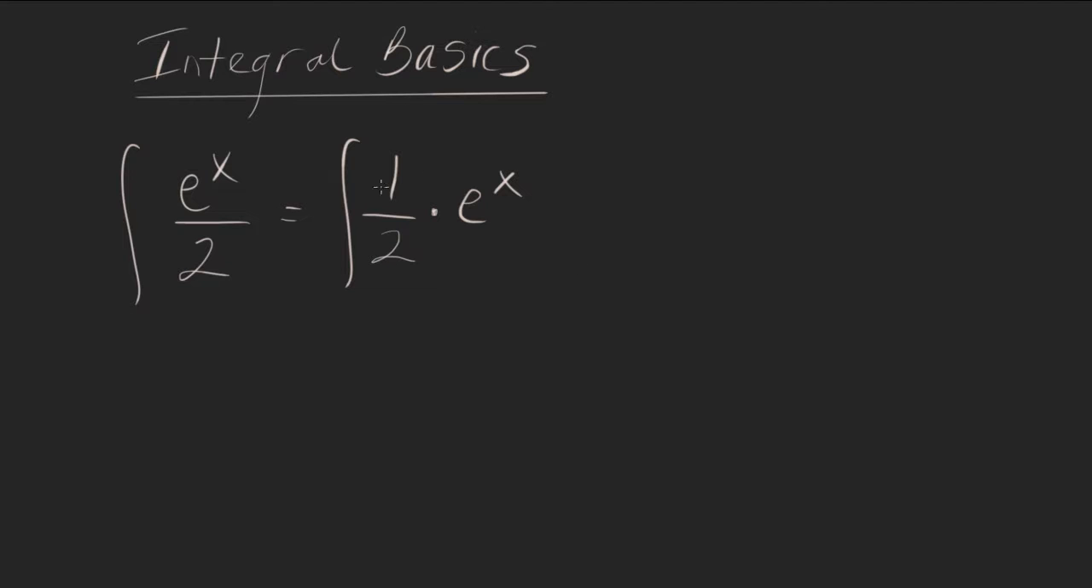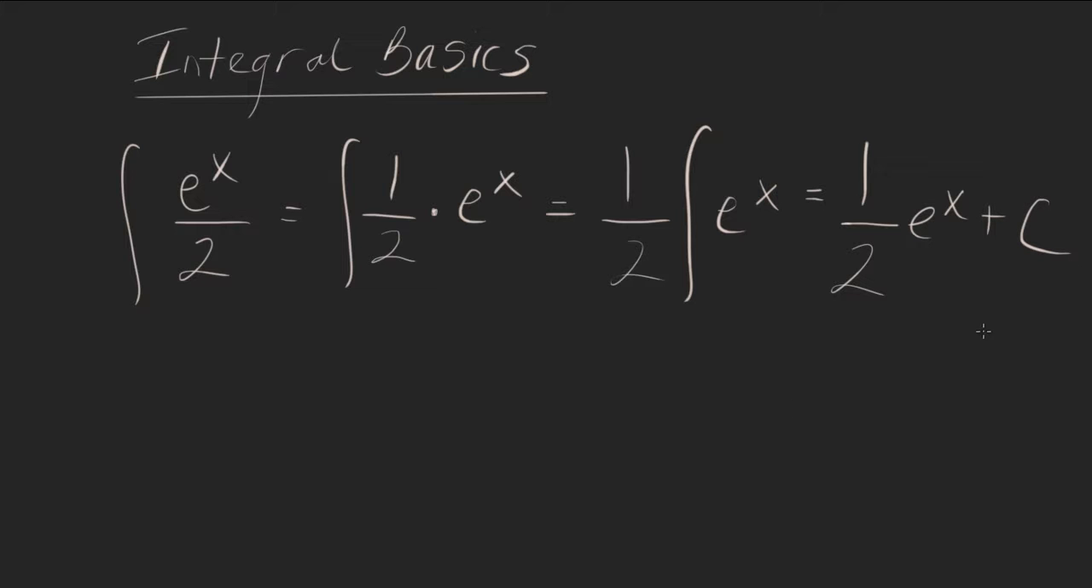But this doesn't do anything for us until you know the rule that we can actually take this constant out. There's a rule that says you can move this constant to the front of the integral. So we can rewrite this as 1/2 times the integral of e to the x. So our final answer would be 1/2, and the antiderivative of e to the x is e to the x, and then we just add in our plus c at the end. Pretty straightforward.